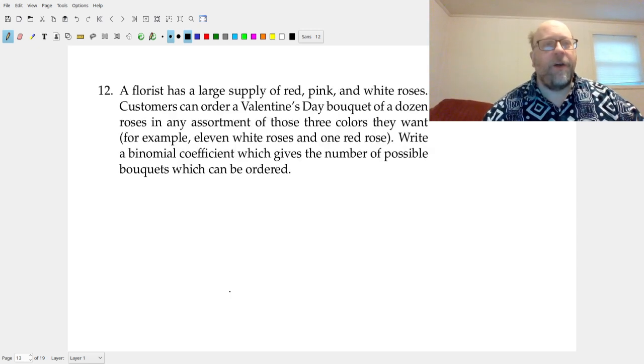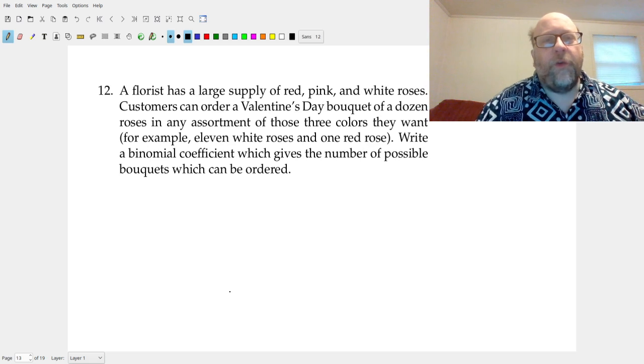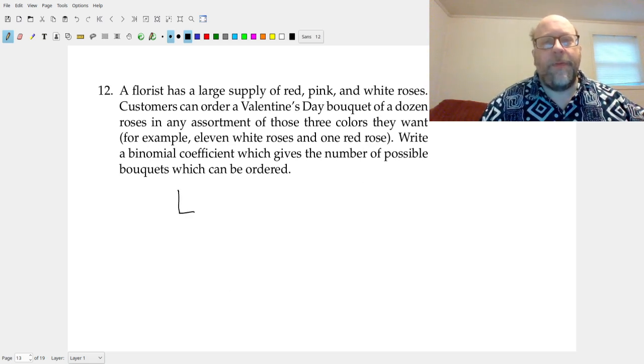Okay, let's move on. A florist has a large set of red, pink, and white roses.